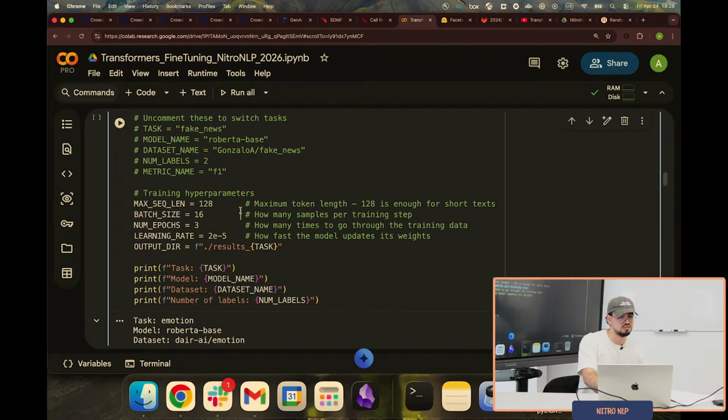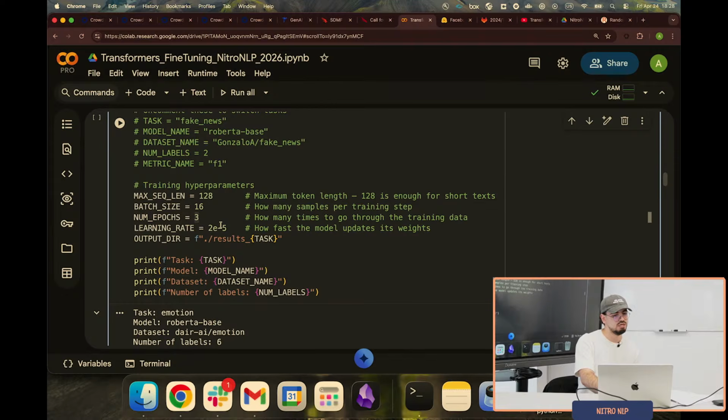The batch size is 16, basically how many samples per training step we're going to take into a batch. If you up that, you may have performance issues with Colab if it's too much, depending on the data. If you have performance issues, you can do 8 or even 4. The number of epochs is basically how many times we are going through the training data to train our transformers. And the learning rate is pretty standard, 2e-5, basically how fast the model updates its weights. This is a standard learning rate for BERT transformers.